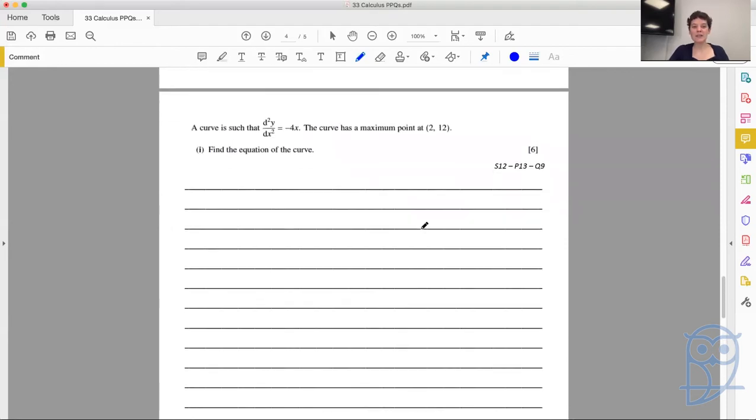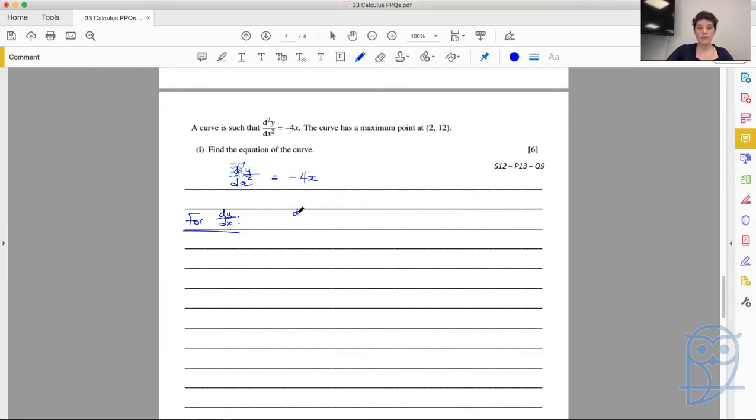So why did I pick this one? It's because we have got a second derivative and we're working for a full equation of the curve. So we're going to be integrating twice. And that means we're going to have to work with two different constants. So we know that the second derivative equals minus 4x. So for dy by dx, let's work on it first.